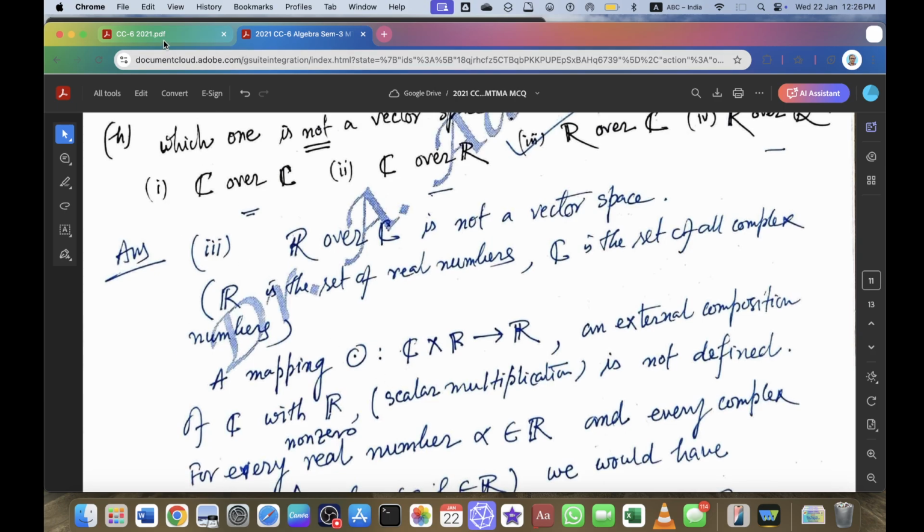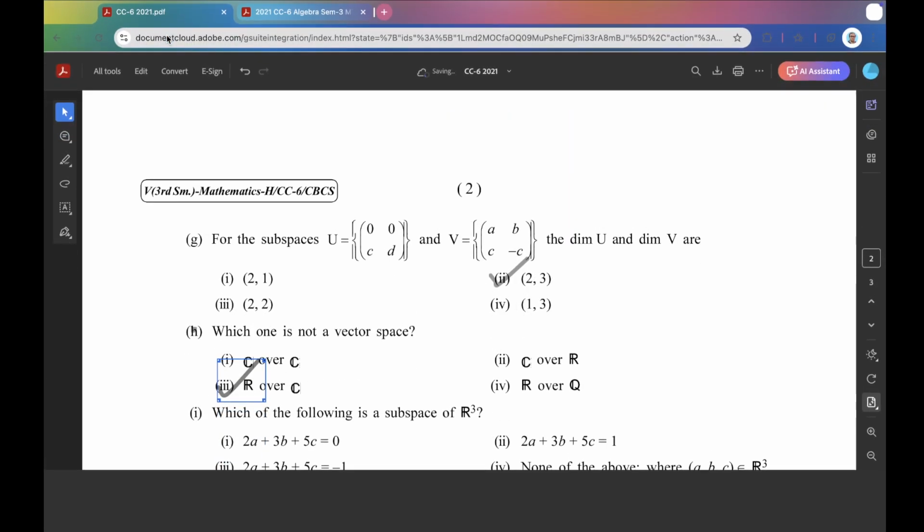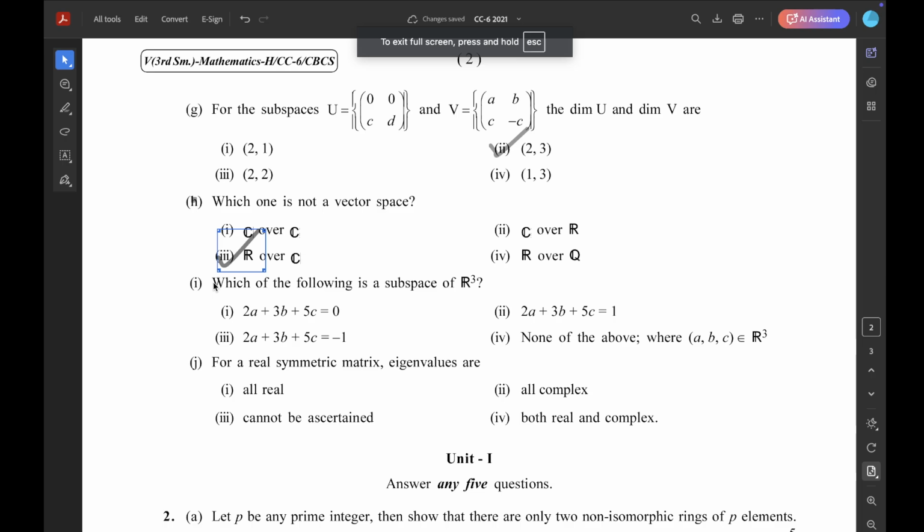Next question, question I. Which of the following is a subspace of R3? Option 1, 2a plus 3b plus 5c equal to 0. Option 2, 2a plus 3b plus 5c equal to 1. Option 3, 2a plus 3b plus 5c minus 1 equal to minus 1. Option 4, none of the above, where (a, b, c) is an ordered triplet belonging to R3.